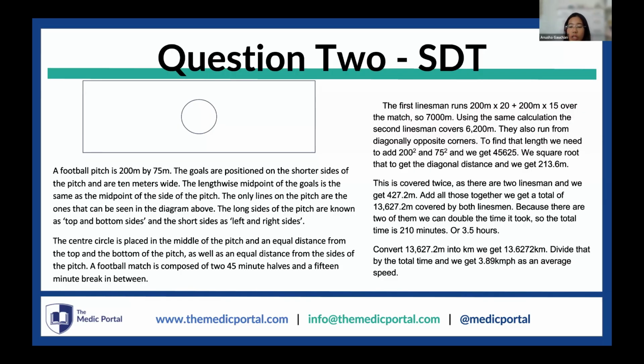13,627.2 meters converted to kilometers is 13.6272 kilometers. And we can divide that by the total time, which we figured out just before, which was 210 minutes or 3.5 hours. So that will mean that we get 3.8 kilometers per hour. That's our average speed. So this is a complex question, and it would be up to you whether you spend a lot of time on it.